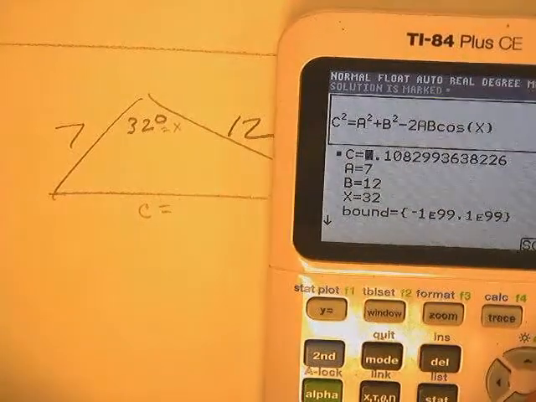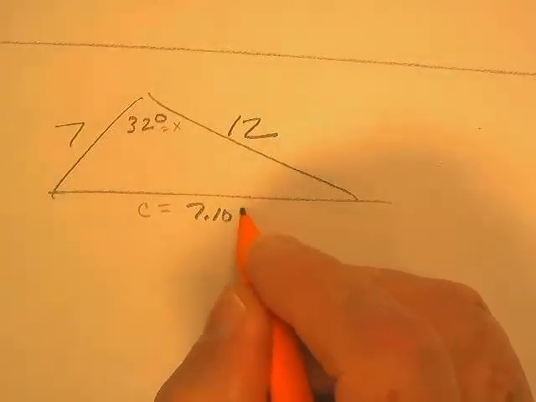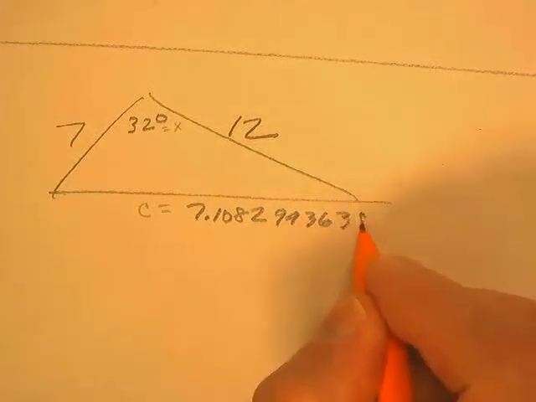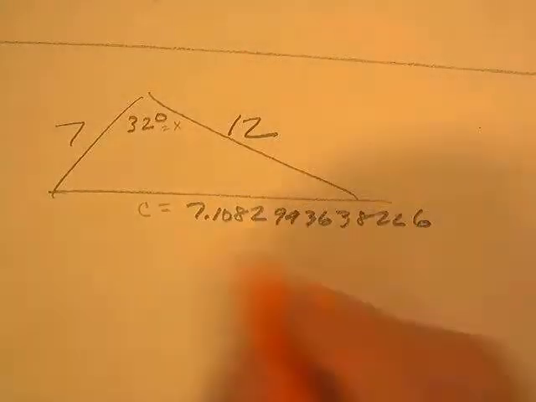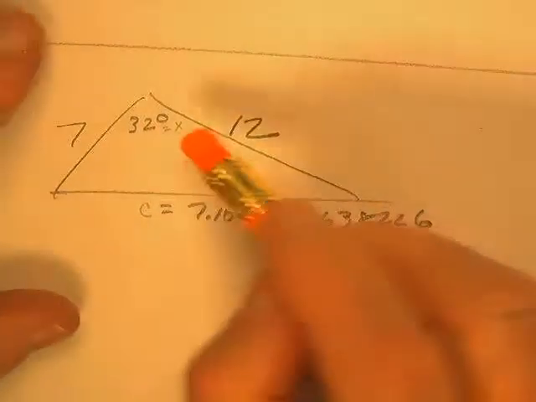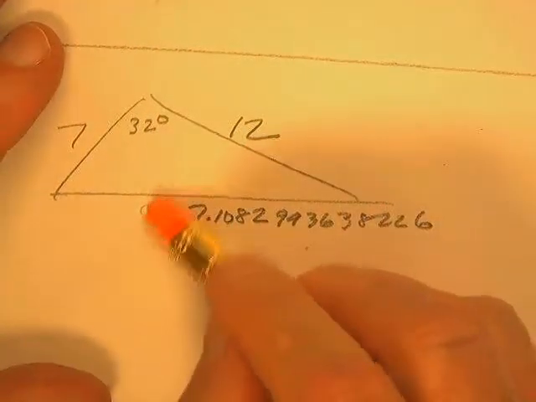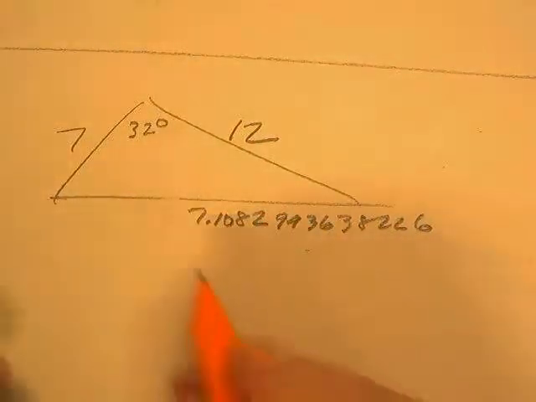There's that third side. So just write the third side down: 10, 8, 2, 9, 9, 3, 6, 3, 8, 2, 2, 6. That's not degrees because this is a side. Okay? And then think about it. Now this is a little tricky right here.